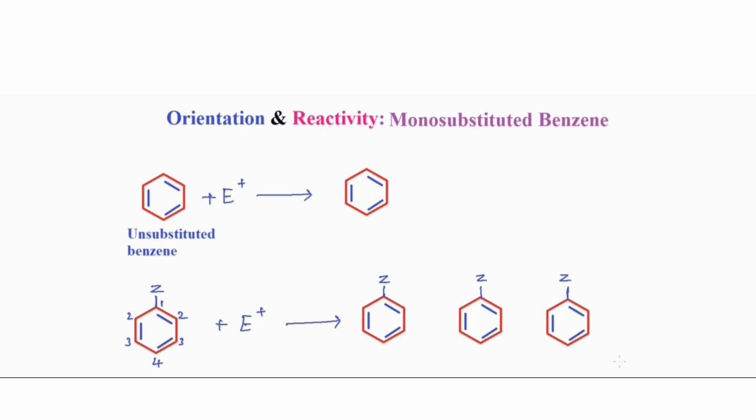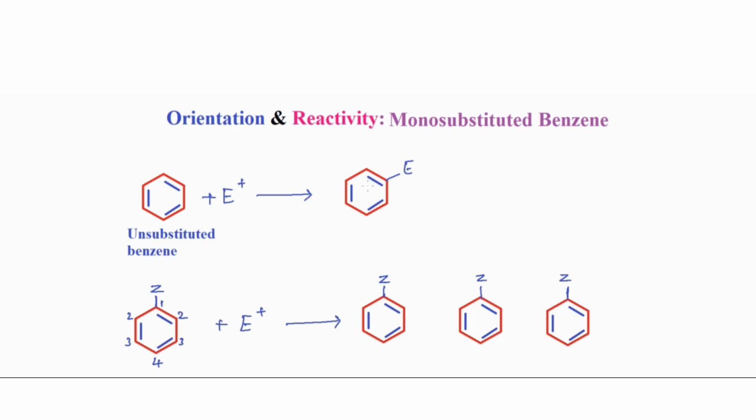In that case, what happened? See, this is a simple electrophile, E plus. The benzene will attack any electrophile, and the electrophile will be substituted at any of the benzene carbons. If the electrophile substitutes at any of the benzene carbons, the product will remain the same, any carbon. So there won't be any problem.